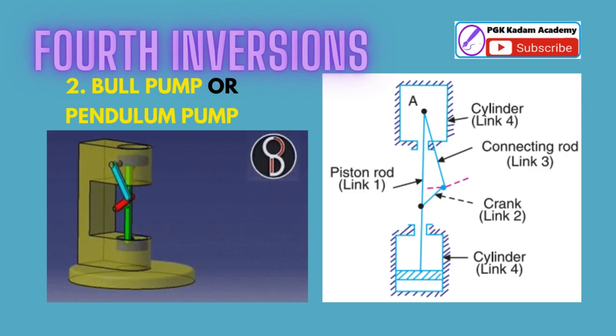Total kinematic pairs in this pendulum pump or bull engine mechanism are: first, turning pair between piston and piston rod and connecting rod. Second, turning pair between connecting rod and crank. Third, sliding pair between piston, piston rod and cylinder. Fourth, turning pair between crank and cylinder. The mechanism is used in duplex pumps in boilers and also in manual hand pumps fitted on bore wells.